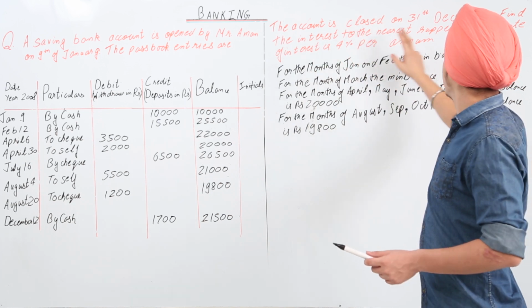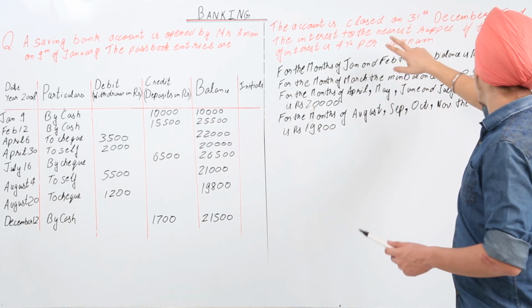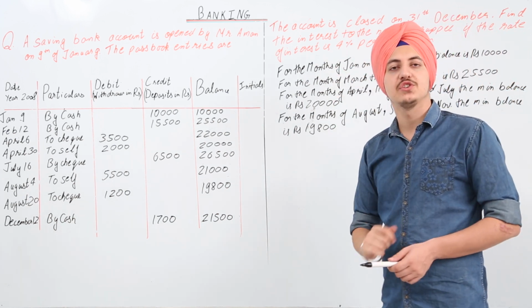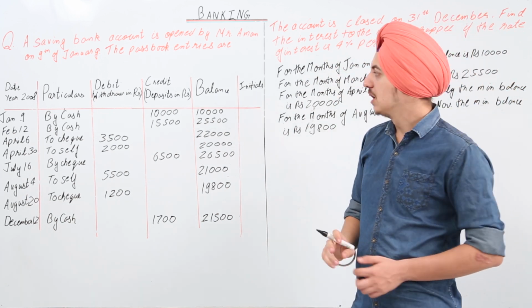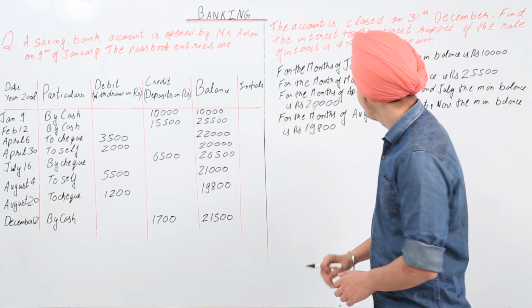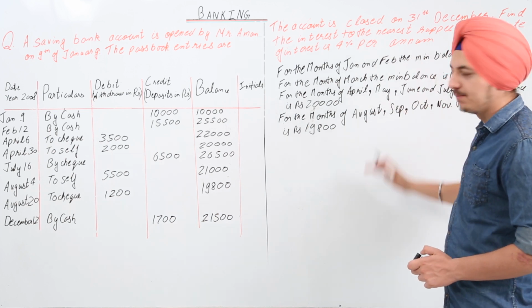Find the interest to the nearest rupee, if the rate of interest is 4% per annum. So the rate of interest we have is 4% per annum. Per month the rate of interest would be 4 divided by 12. Very clear. So how do we calculate the amount now?